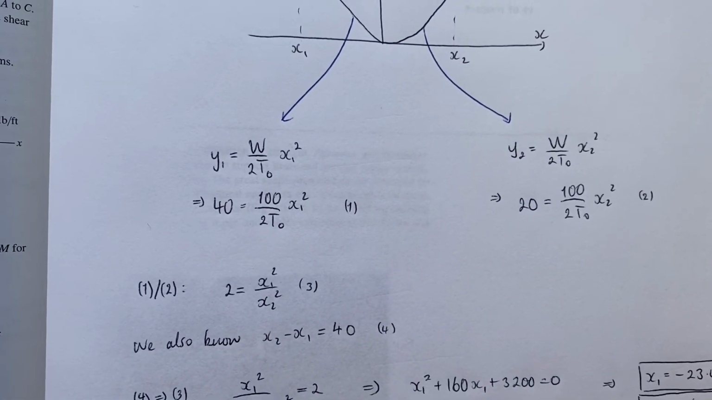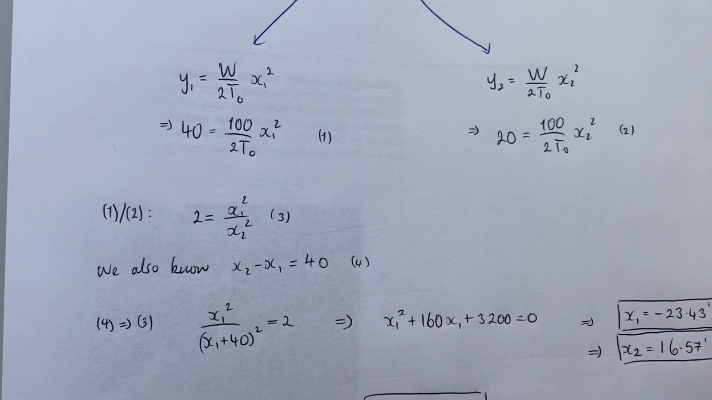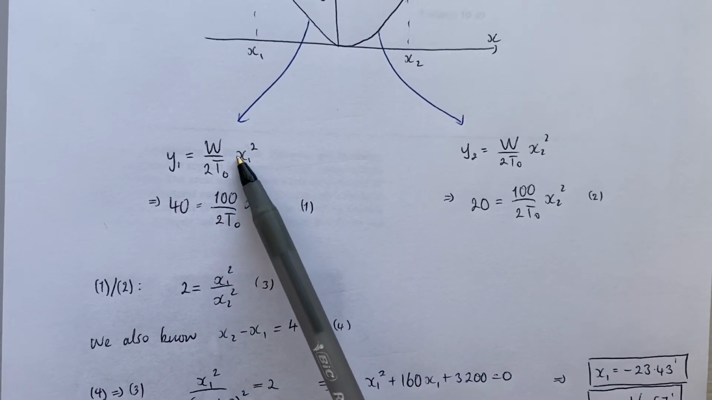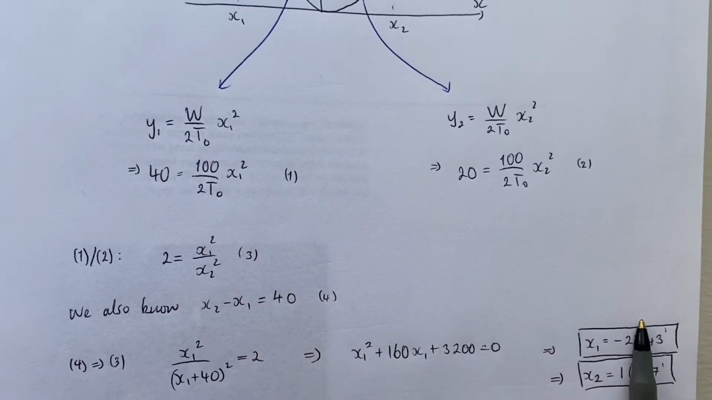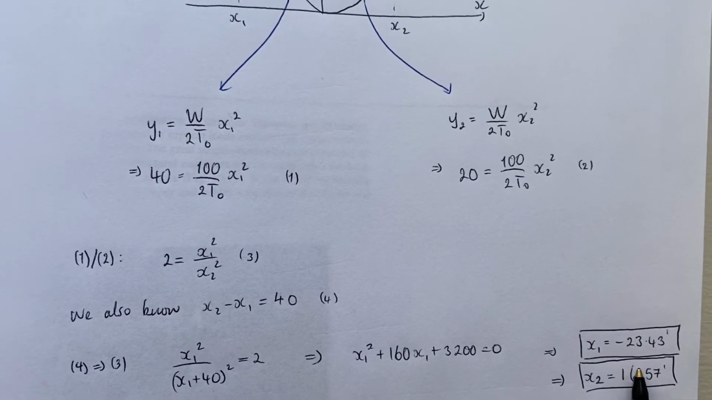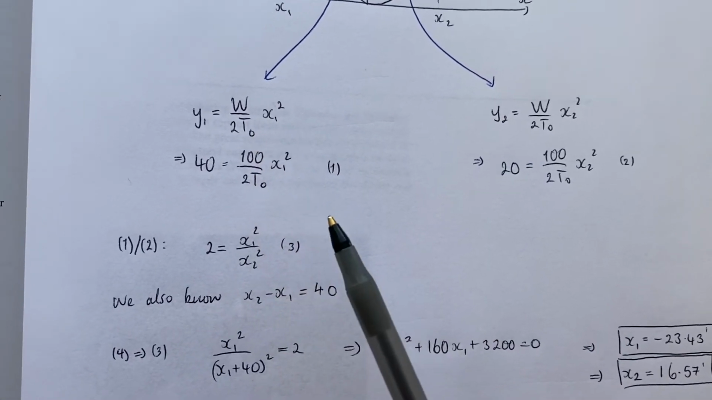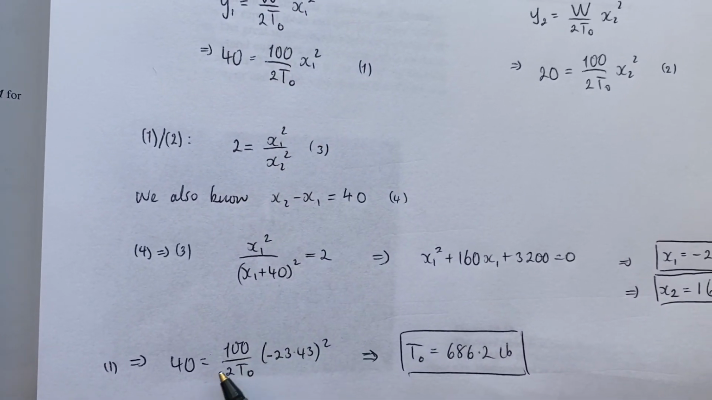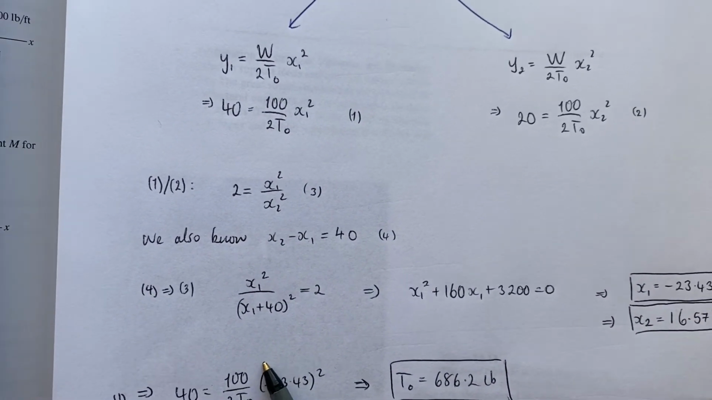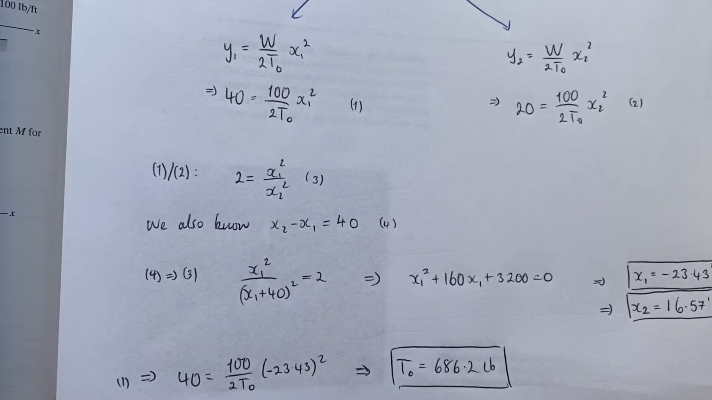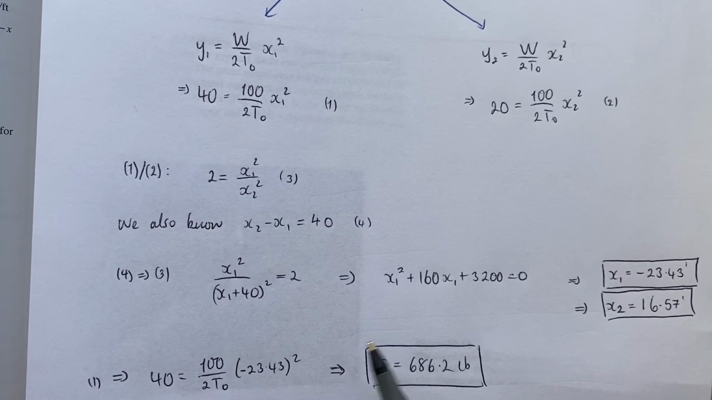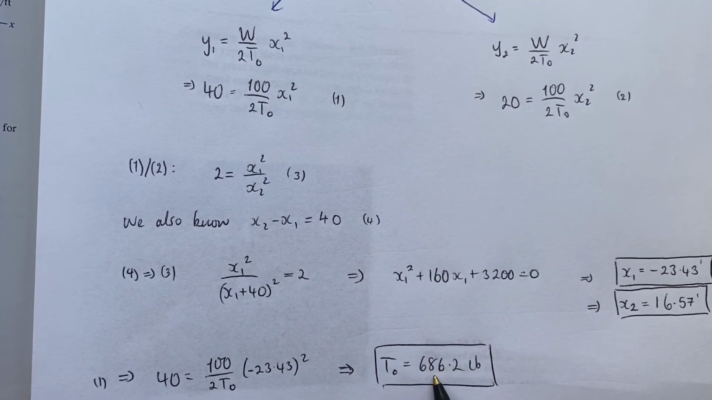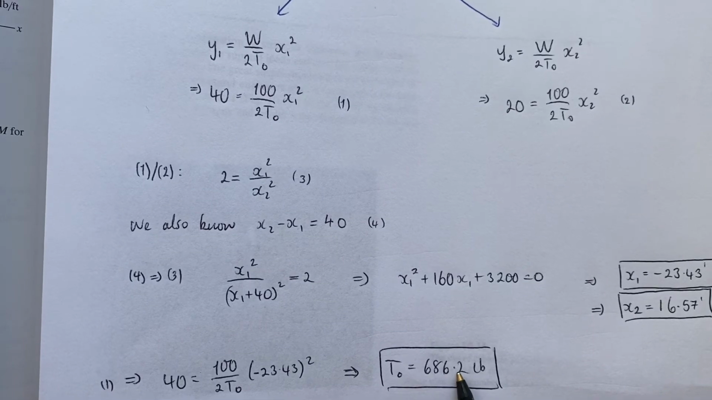So once I know those coordinates, x1 and x2, it just becomes straightforward to find the value of T0 by using either of these two coordinates in either of these two equations. So I've chosen to use this one for y1. So 40 is equal to 100 over 2T0 multiplied by x1 squared, which I found over here. Rearrange that for T0 and I get 686.2 pounds.